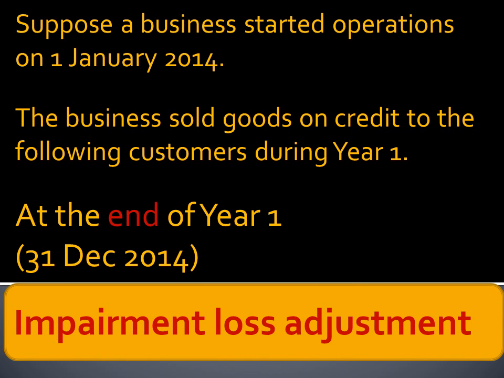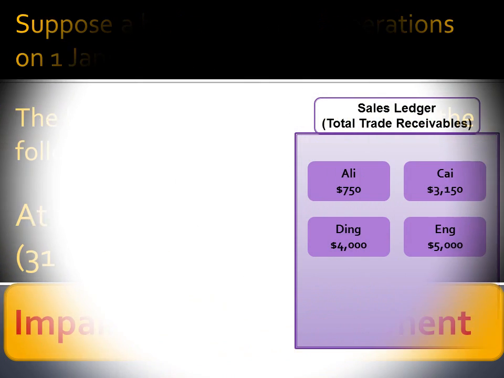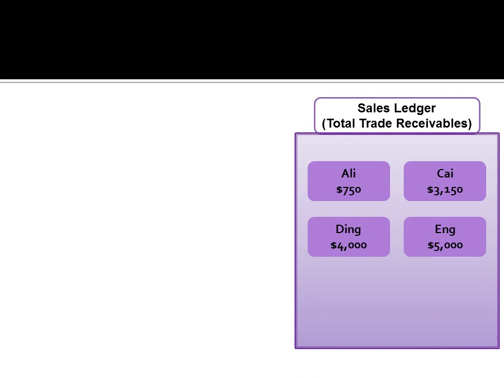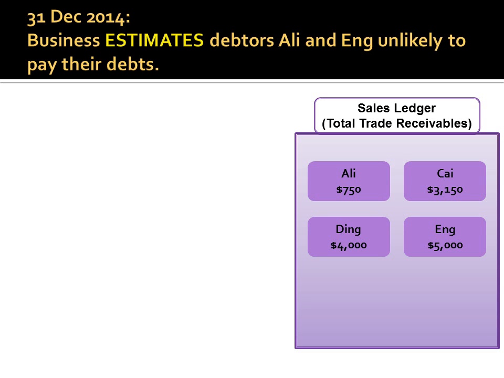loss adjustment. Impairment loss adjustment is done once every year, and it is done at the end of the year using a formula. Let's help people to be more familiar with this adjustment. Suppose a business has made credit sales to 4 of these customers as shown in the total trade receivables account, which is shown in the sales ledger.